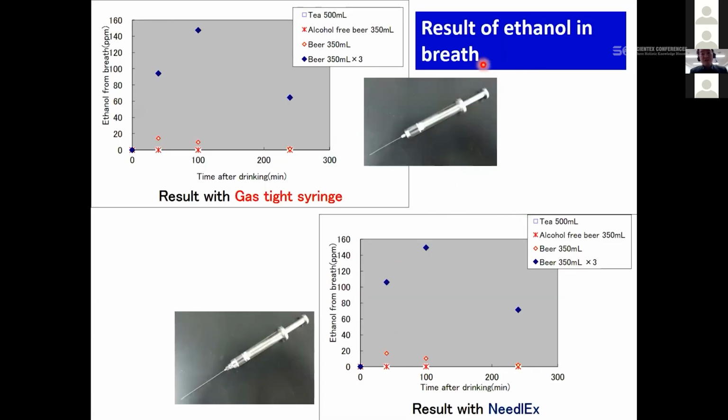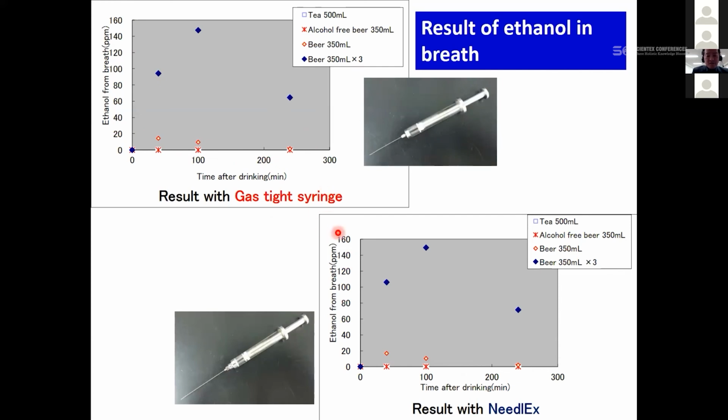Okay, this is the result of ethanol from breath after drinking beer. This is the time after drinking. This is the ethanol concentration. This is the result of the gas tight syringe, and this is the result of Needle X. The blue line shows after drinking beer. Like this, the result is almost the same.